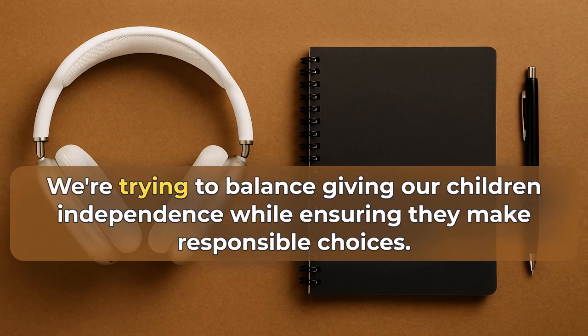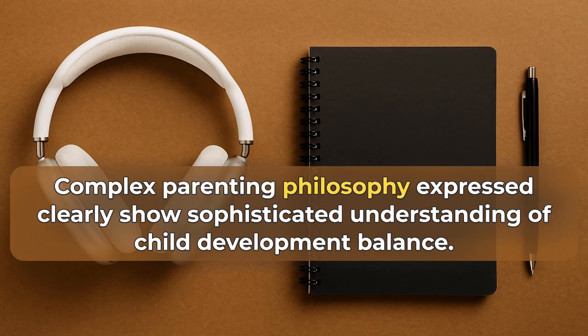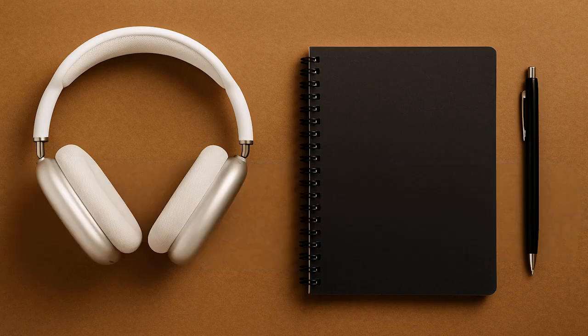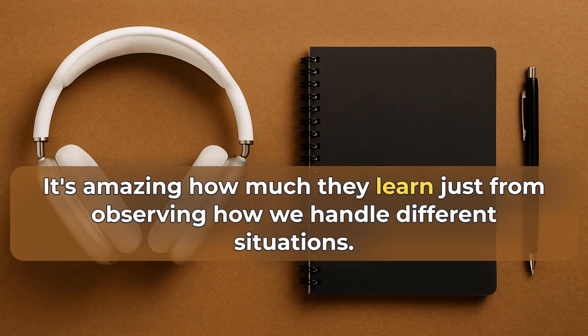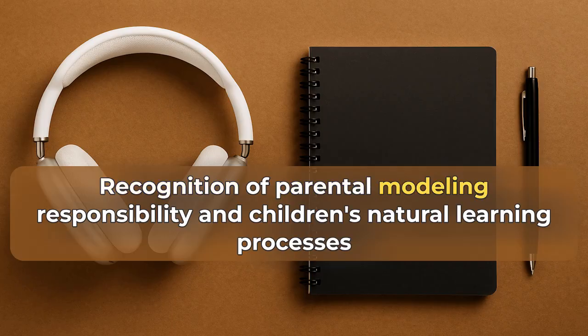We're trying to balance giving our children independence while ensuring they make responsible choices. Complex parenting philosophy, expressed clearly, shows sophisticated understanding of child development balance. It's amazing how much they learn just from observing how we handle different situations. Recognition of parental modeling responsibility and children's natural learning processes.